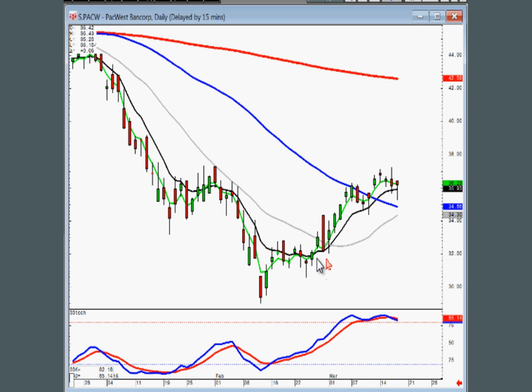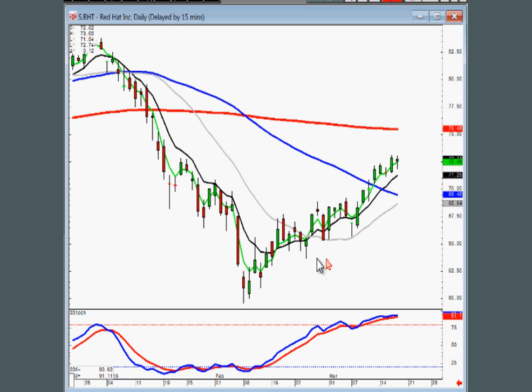PACW. If you're long, this one has to open positive. If it opens weaker tomorrow, they're bringing it back down to the 50, which means you're not in a very good trajectory. And Red Hat. Same scenario. It has to open positive. You have a doji. If it opens lower, they're coming back to test the T-line.